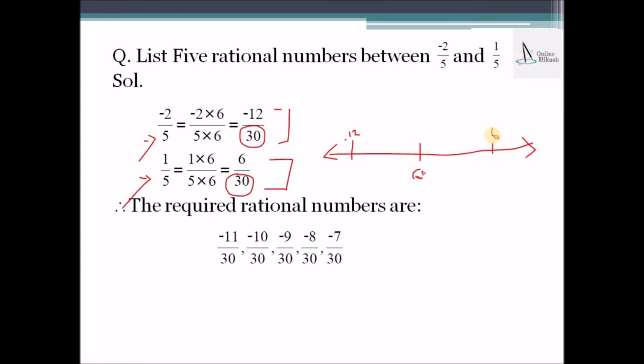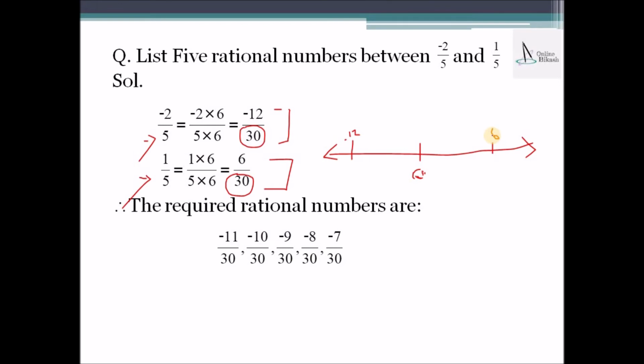You see this one. The required rational numbers are minus 11 by 30, minus 10 by 30, minus 9 by 30, minus 8 by 30, minus 7 by 30. So these are the required rational numbers.